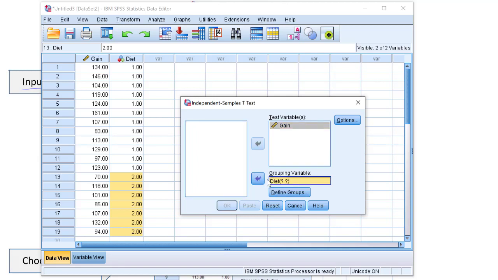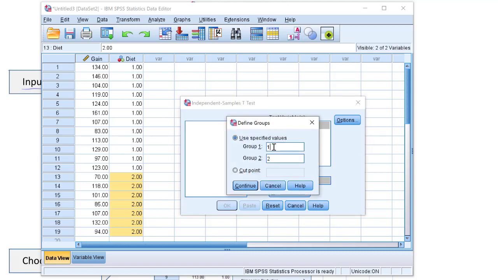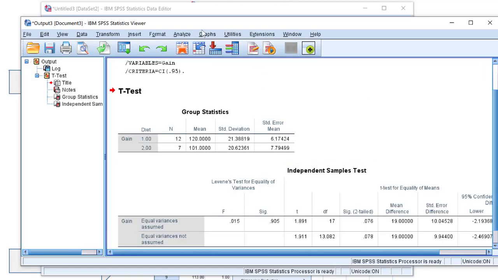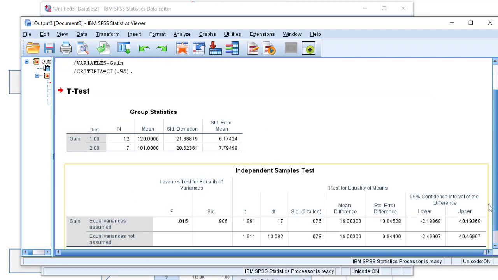So we go over there and we have diet, but now it has question marks in there, so we have to define the groups. So I put 1 in group 1 and 2 in group 2 to distinguish which diet I'm referring to, which diet is going to break it up. Alternatively, we could do it by a cut point in the data, but let's do it by the way we have it here. Okay, so then I continue. Now everything is set up with my test variable, my grouping variable. I click OK, and then out comes my data here. So let's take a look at what we have.